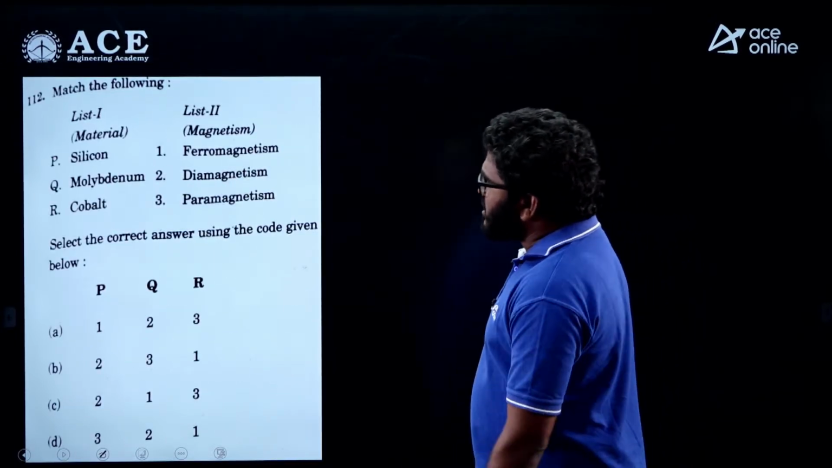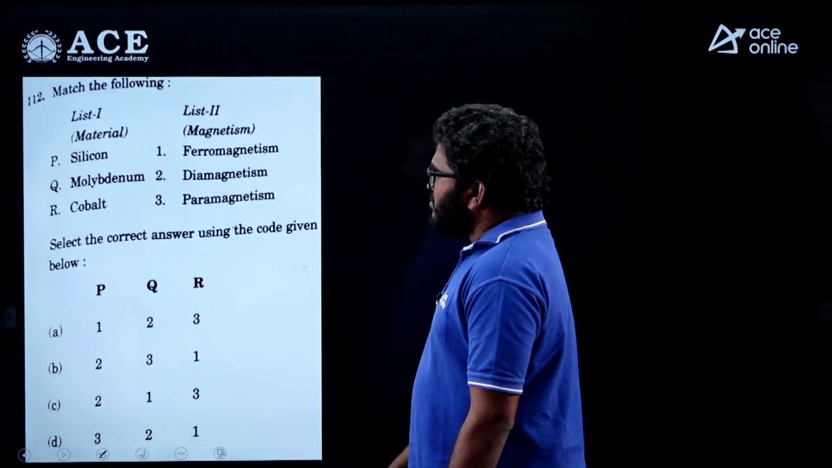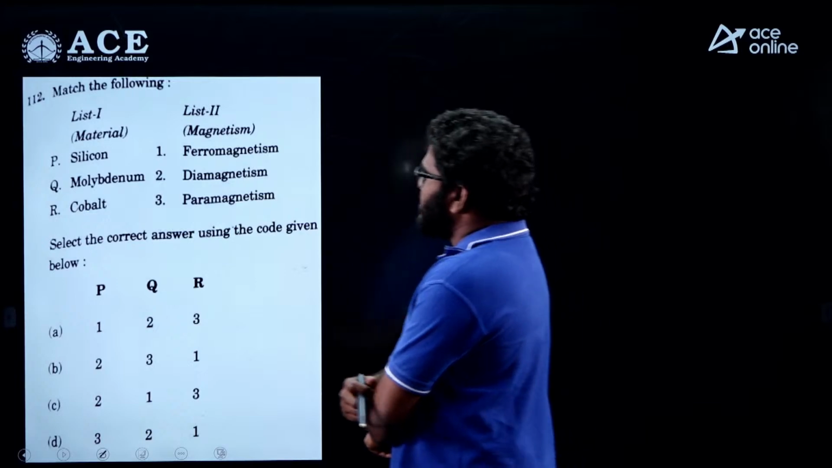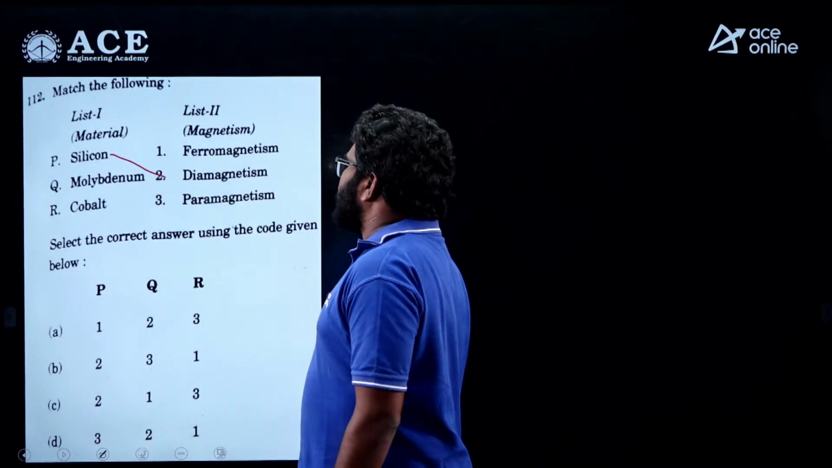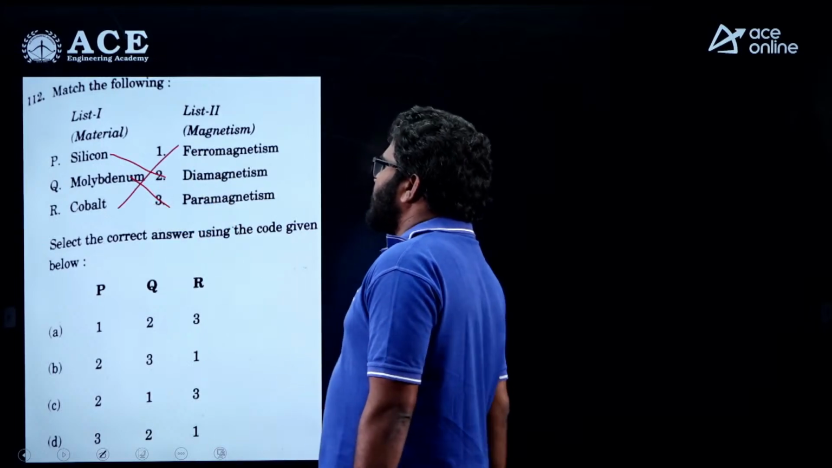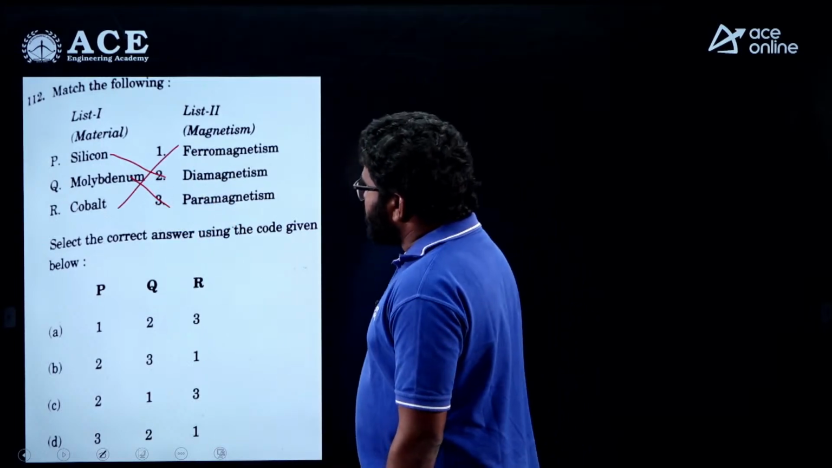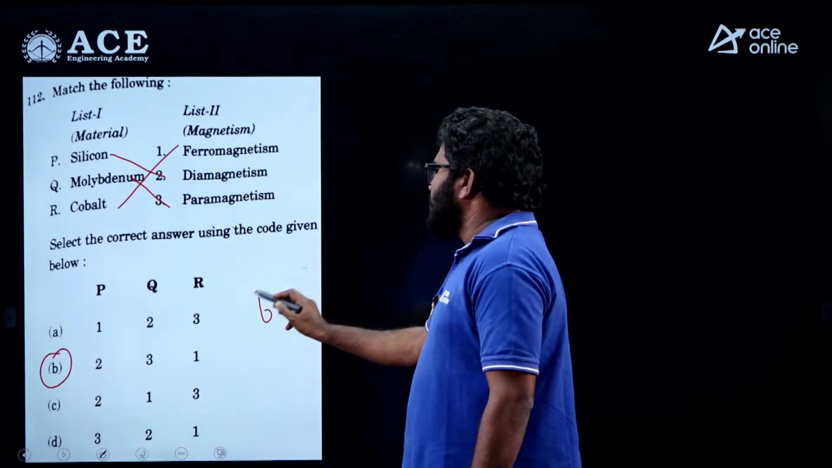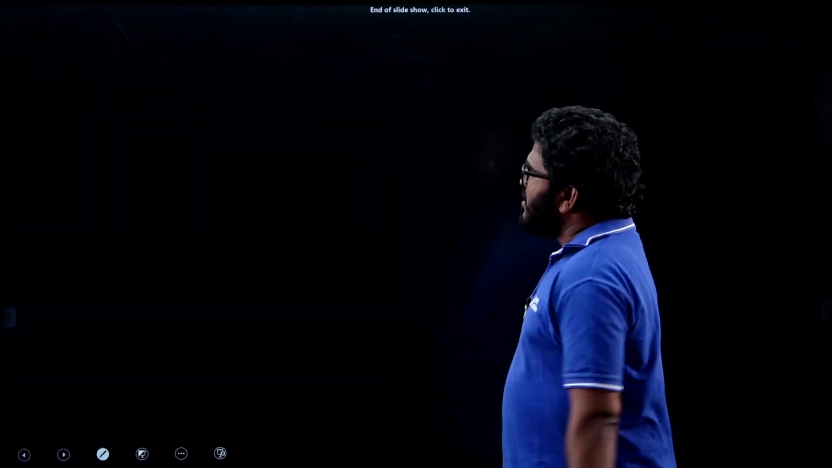Next, another question: match the following. Silicon, molybdenum and cobalt; ferromagnetic, diamagnetic and paramagnetic are given. Silicon is a diamagnetic material, molybdenum is a paramagnetic material, and cobalt is a ferromagnetic material. So 2, 3, 1 is the correct answer. So B is the correct answer for this question. Right? B is the answer. So these are the questions from material science. Next, our colleague faculty will continue.